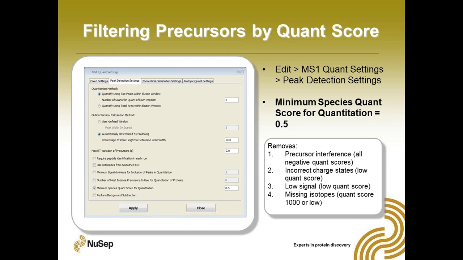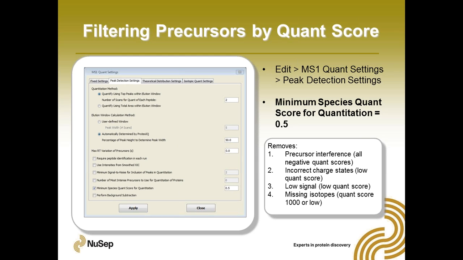Okay, filtering by quant score. Again, all of this happens under the MS1 quant settings dialog window. If you go up to Edit, MS1 quant settings, peak detection settings, there is now a checkbox that says minimum species quant score for quantitation. If you're using a high-resolution instrument, Orbitrap, LTQFT, etc., or even a QTOF instrument, I recommend setting that to 0.5.